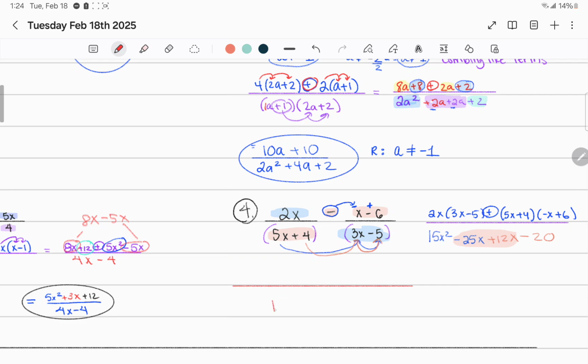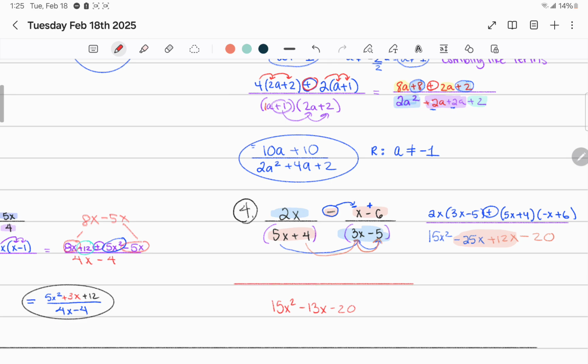So in the bottom we have 15x squared, and then negative 25 plus 12. If I owe you 25 and I've paid you 12, I still owe you 13. And then the negative 20 does not have an x to combine, so we just do negative 20. So the bottom part's already finished. I'm gonna just make a little space here. Okay, so the top is gonna be a little bit longer.